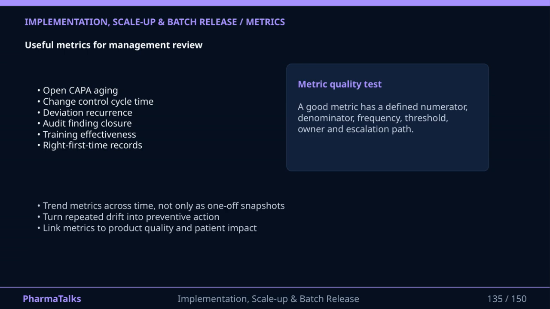It's also crucial to track these metrics as trends over time rather than isolated snapshots. This approach helps us recognize repeated drifts early and turn them into preventive actions before problems escalate. Ultimately, every metric should be linked back to product quality and patient impact to ensure we're meeting our primary goals. By focusing on these metrics, we can manage the implementation, scale-up, and batch release processes more effectively and maintain a high standard of quality and compliance.